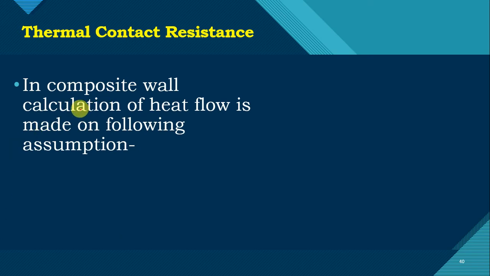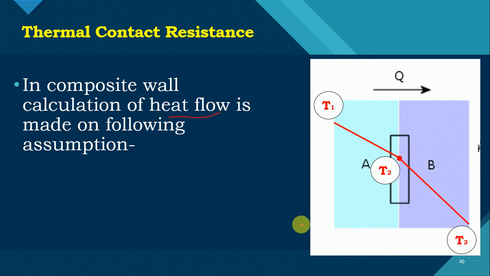Now, in a composite wall, calculation of heat flow is made on the following assumptions. I hope you know what is meant by a composite wall. If two or more materials are pasted together or held together and heat is flowing through them, it is called a composite wall or composite material. Here, this is material A or wall A and this is wall B. These two walls meet at a plane surface at the center, and the heat flow direction is from left to right.